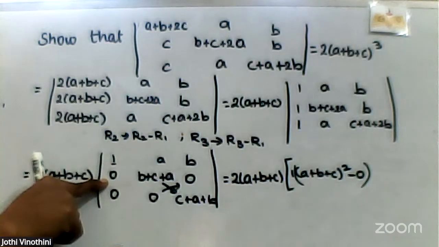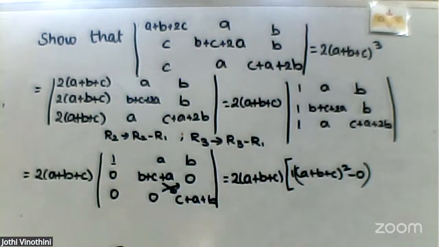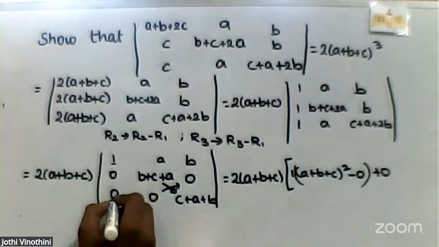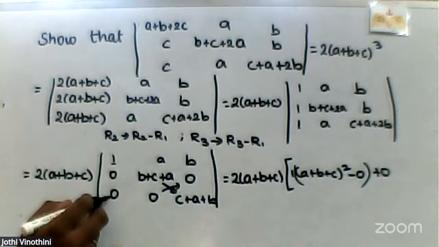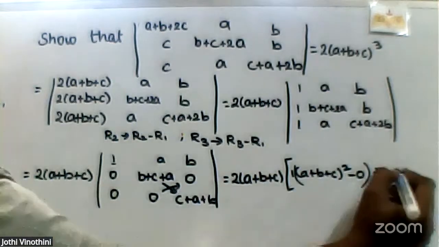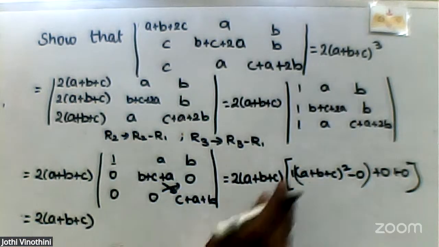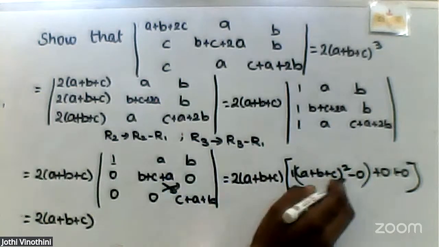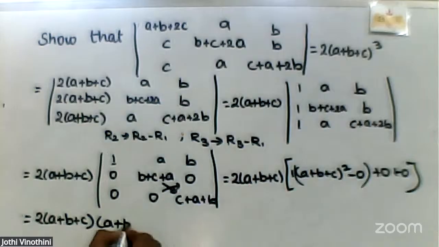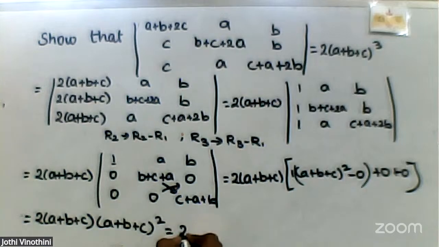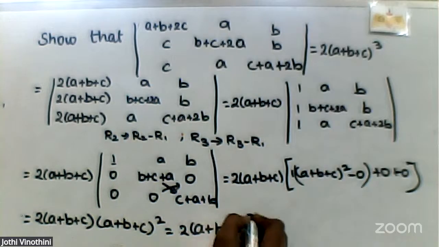So see the second column. It is 0. So 0 multiplied by anything is 0. So see third, third element in the first column is also 0. So it will become 0. So what we will have? We will have 2 multiplied by A plus B plus C. And what is the result of this? Again A plus B plus C the whole square, right? When we do this, we already have A plus B plus C, here also A plus B plus C the whole square. So it will become A plus B plus C the whole cube.